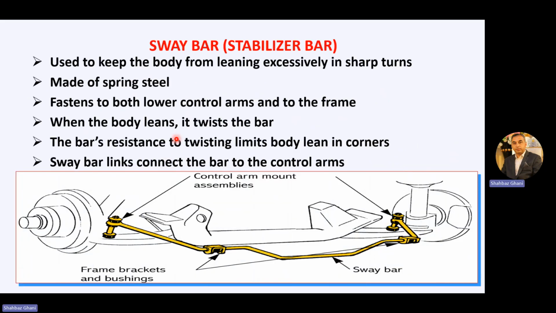Let's see. Just to summarize, the stabilization bar, sway bar, or anti-roll bar is used to keep the body from leaning excessively in sharp turns. It is made of spring steel, fastened to both lower control arms and to the frame. When the body leans, it twists the bar. The bar resists twisting and limits body lean in a corner. Sway bar links connect the bar to the control arm. So we have a frame, and this is the linkage, bushing, and sway bar; the bushing and linkage are the same thing which we have studied.